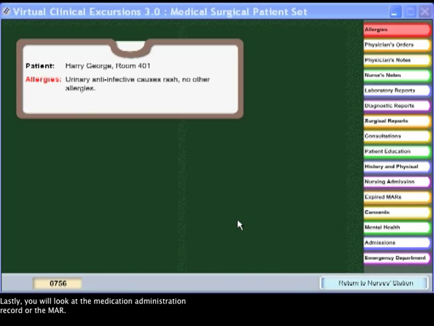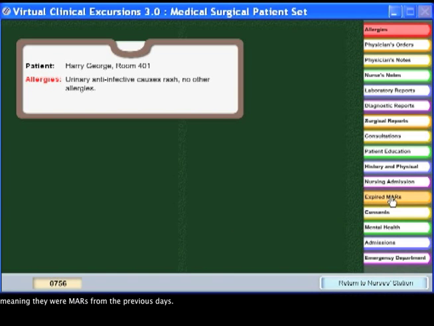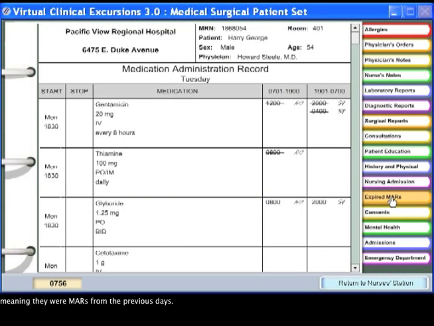Lastly, you will look at the Medication Administration Record, or the MAR. The MAR lists all medications ordered for your patient. Complete the medication portion of your NPW using the MAR. Note that the MARs in the patient's chart are expired MARs, meaning they were MARs from the previous days. You may use the expired MAR sheet to copy the meds ordered for your patient to fill out your NPW.